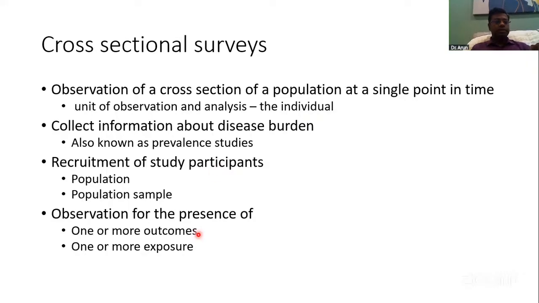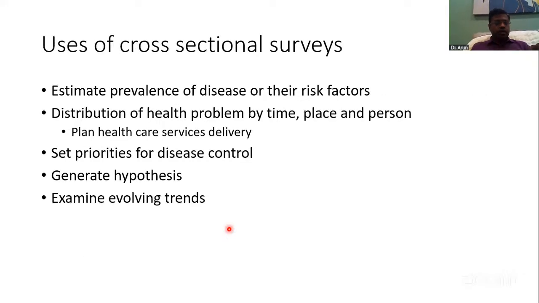And at the same time, through observation of the presence, you can get one or more outcomes or one or more exposures. The uses of cross-sectional surveys: as already told, cross-sectional surveys are otherwise called prevalence studies. It helps to estimate the prevalence of disease or risk factors. The problem with this study is that you are doing it at a particular point of time and assessing exposure and outcome at the same time. So which one happened first, exposure or outcome? It's difficult to differentiate that.